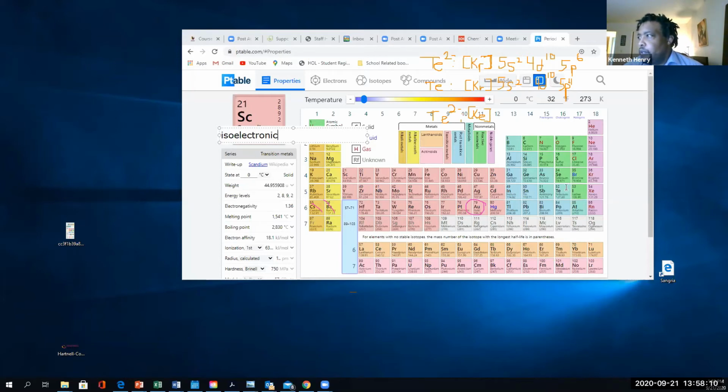Do you guys see that? So if I added 2 electrons to this, 1, 2, I have xenon. So does this apply to when we're removing electrons? Yes, this does apply to when you're removing electrons or gaining electrons. You could have the same number of electrons. So anytime: iso meaning same, electronic meaning electrons.